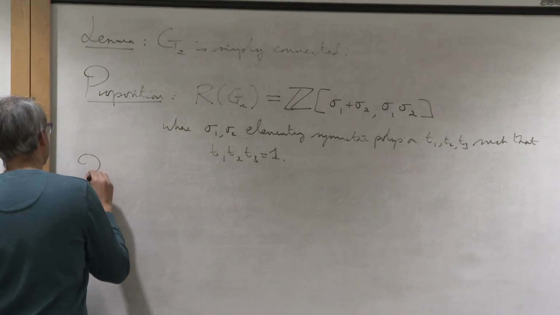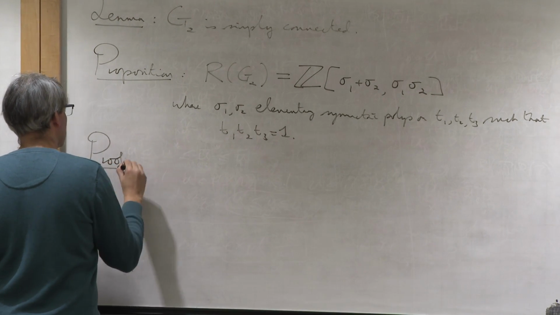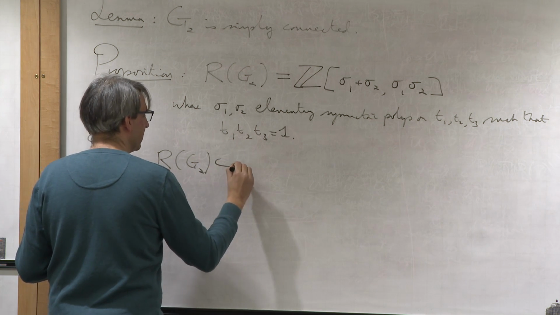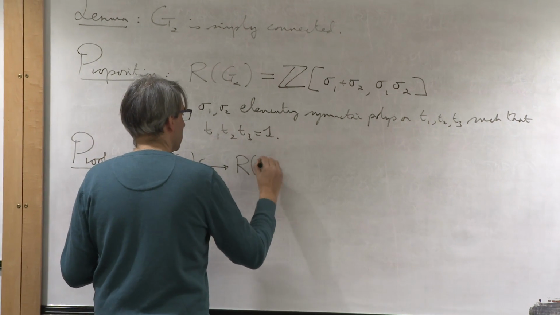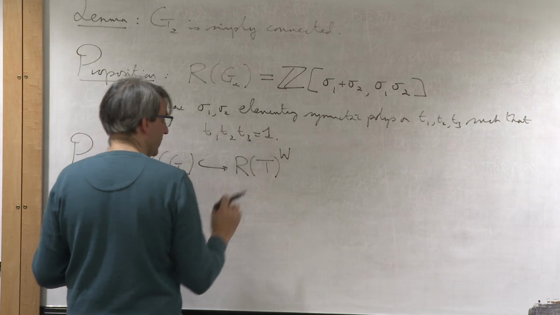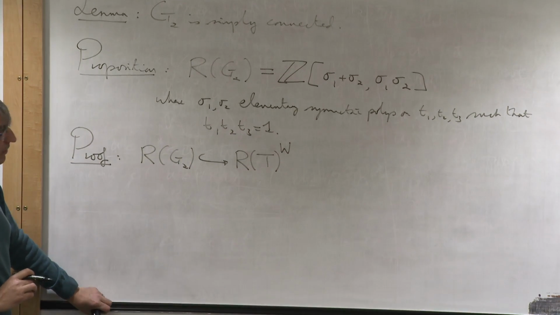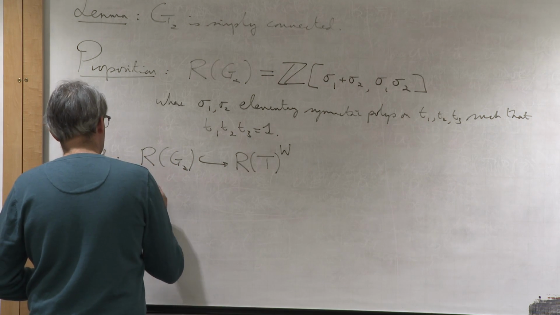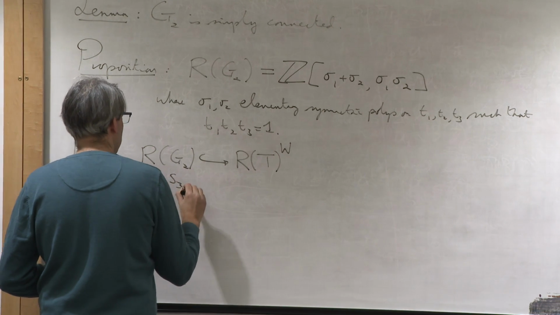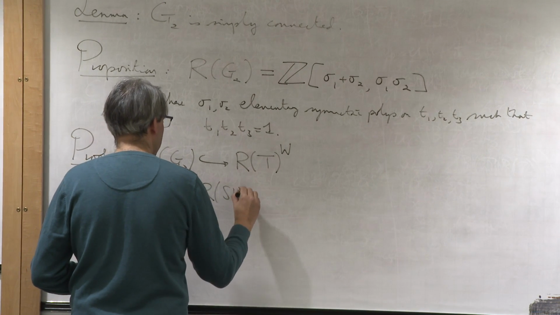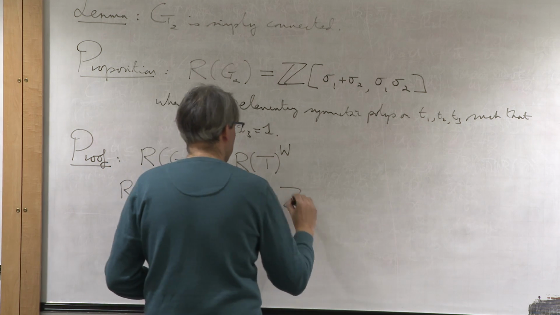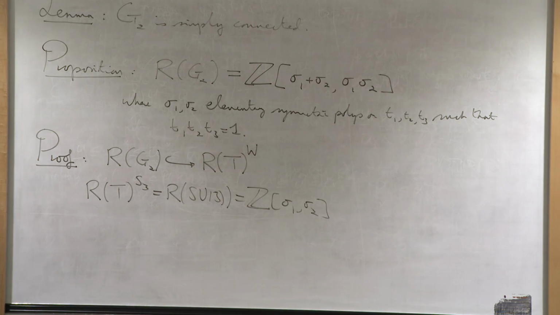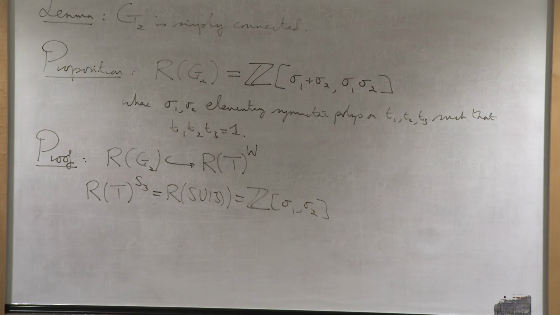Okay, so here's the proof. You know that we have an injective map to the representation ring of T invariant under the Weyl group. We know we have this. And this maximal torus, we already know that R of T for S3, so this is the same as the representation ring of SU3, is the ring generated by, it's the integer things generated by sigma 1 and sigma 2. We already saw this, right? That this is true.